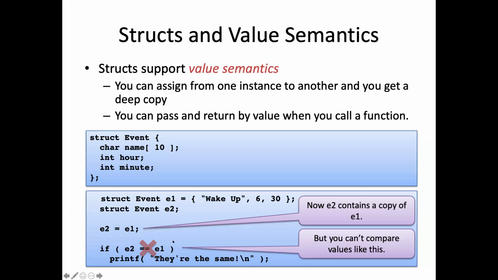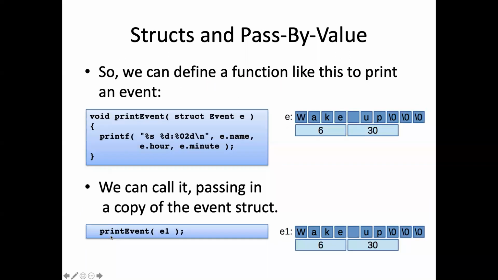So you can use the value semantics offered by structs to copy between structs. You can't compare them. The language doesn't support that. It would be easy to have put that in the language. It just doesn't let you do that. So you can't ask if 2 structs have the same stuff in them, but you can copy between them. So that's kind of handy for copying one whole struct. The place where it really comes in handy is passing structs to a function.